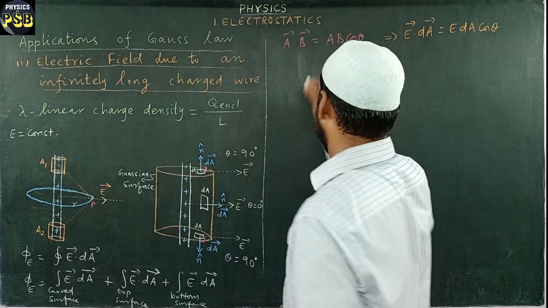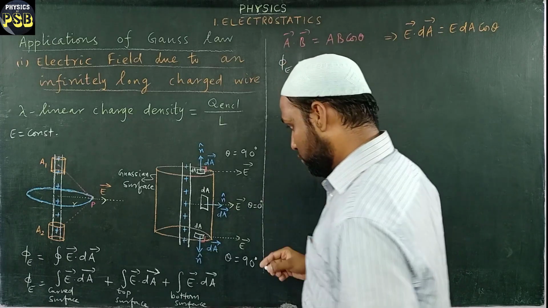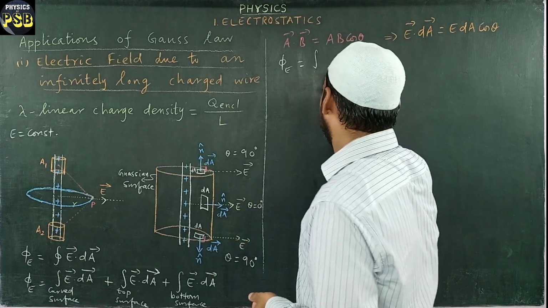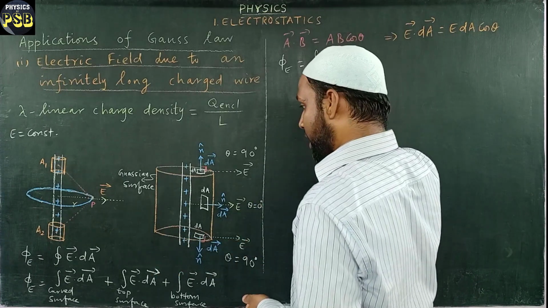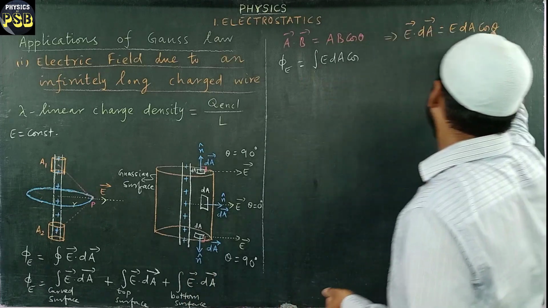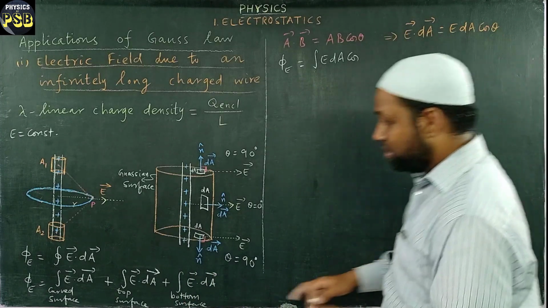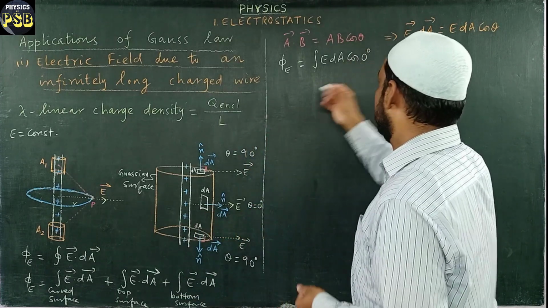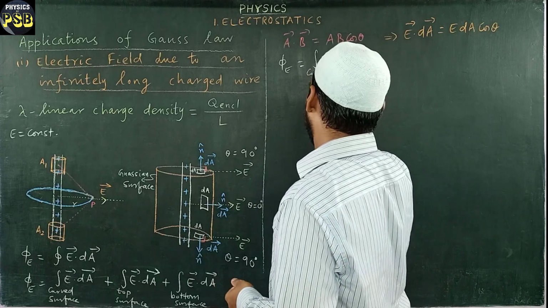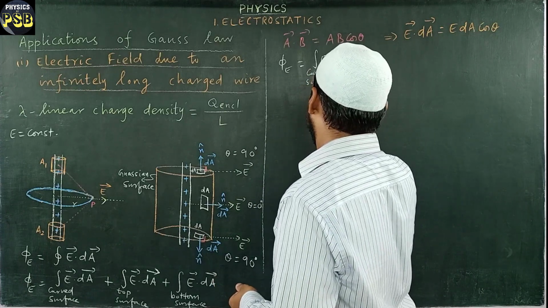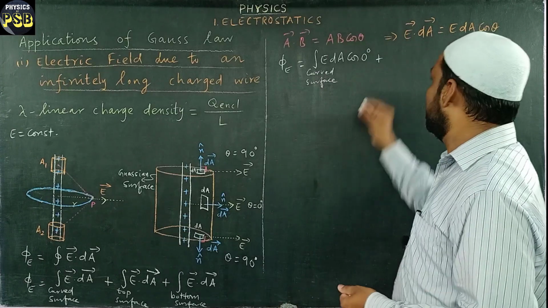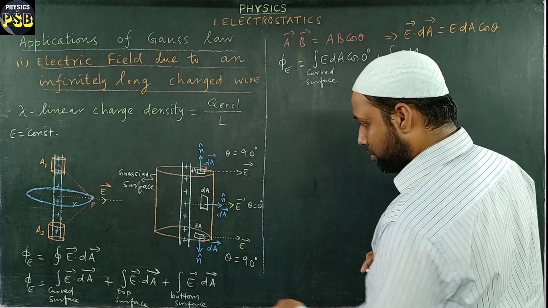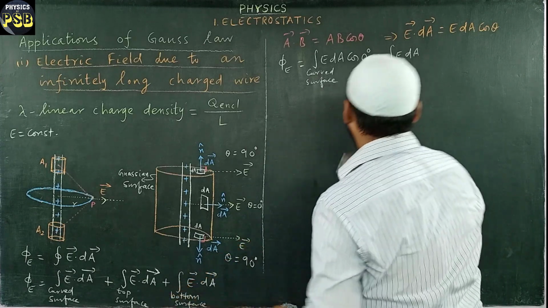So what do I get? I get this flux phi E equals the line integral of E dA cos theta. What is the value of theta for the curved surface? It is 0. So cos 0 degree. This is for the curved surface, plus the line integral of E dA for the top surface.